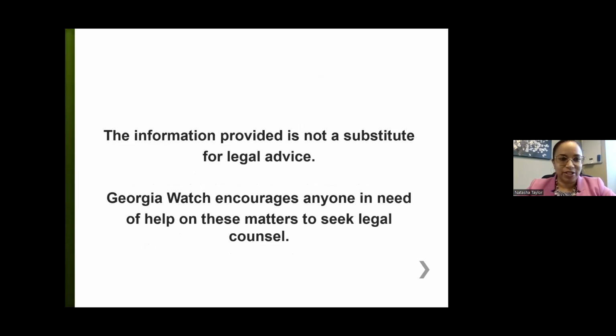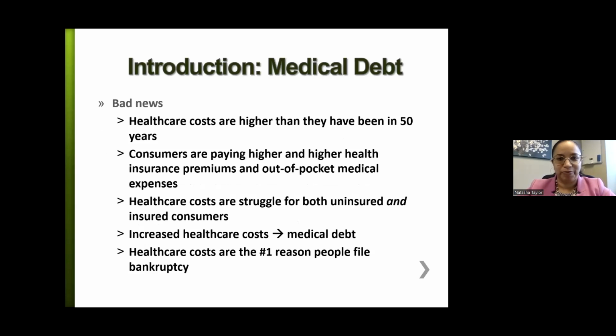Before I get started, I just want to make note that the information provided is not a substitute for legal advice. Georgia Watch encourages anyone in need of help on these matters to seek legal counsel.